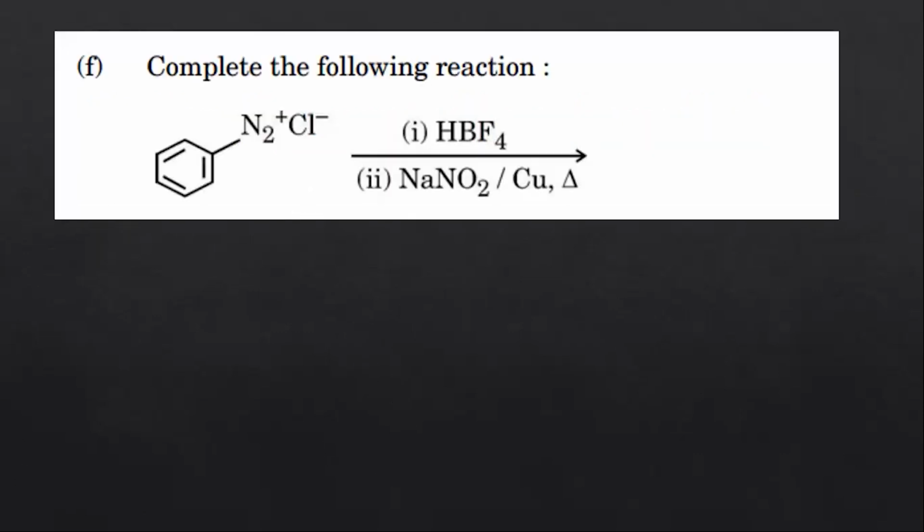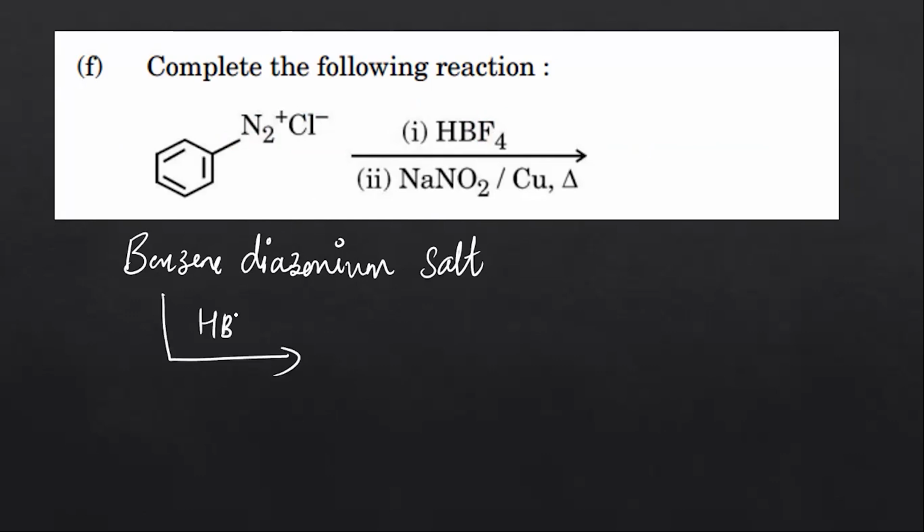Complete the following reaction. So what is this? This is diazonium salt, right? Benzene diazonium salt. So we have studied so many reactions about benzene diazonium salt. All are very important. Okay. Benzene diazonium salt is first treated with what? First treated with HBF4. So what will be the first reaction product? Yes, this Cl minus will be replaced by BF4 minus.